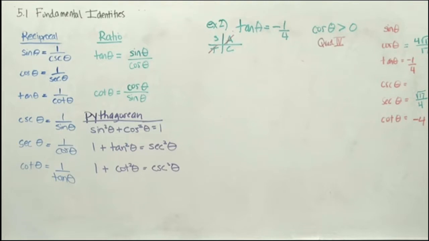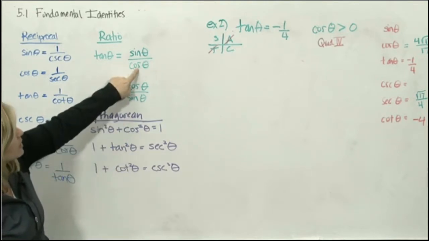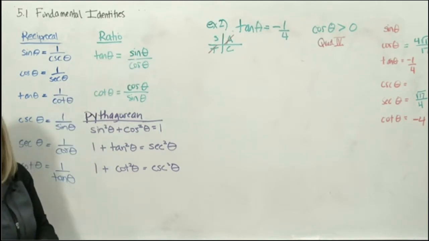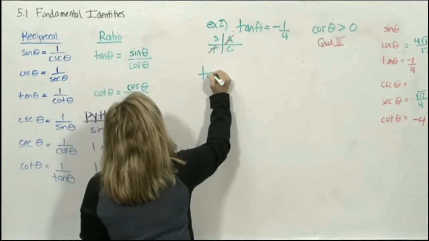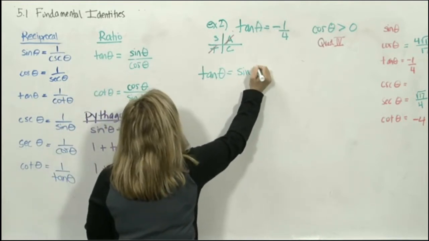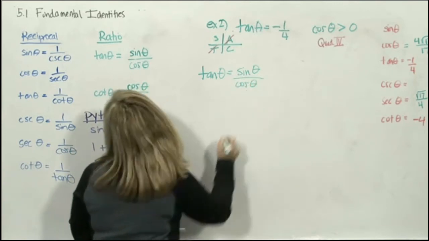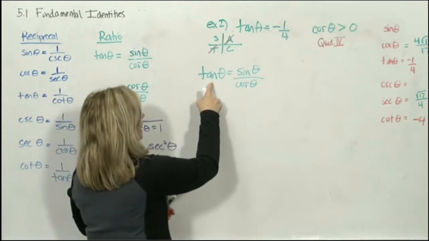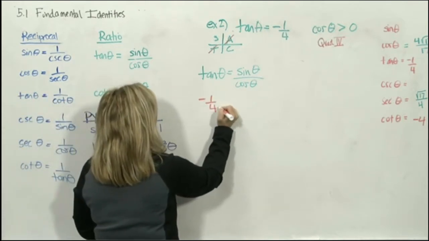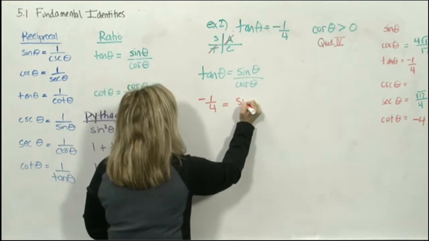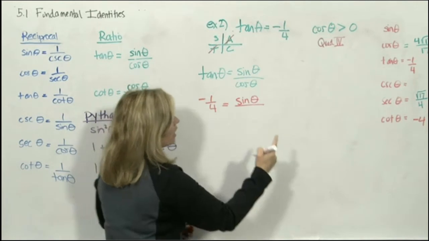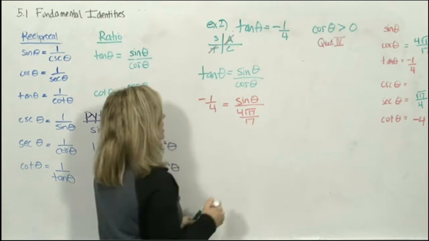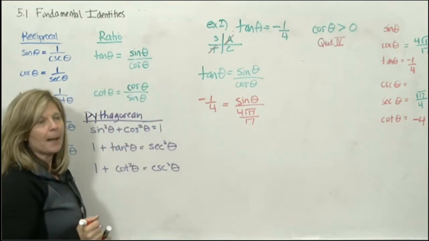Okay? Well, let me show you this. If you know cosine and you know tangent, you can find sine, right? So I'm going to use this ratio just to prove to you it works. So the ratio, tangent theta is sine theta over cosine theta. Okay? We know tangent theta. Tangent theta is negative 1/4 equals. We don't know sine, but we know cosine is 4 square roots of 17 over 17. You all agree with that?